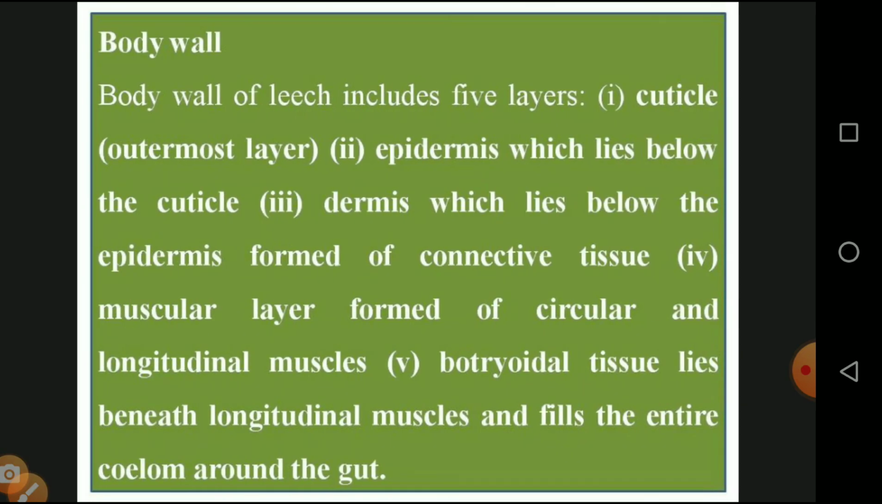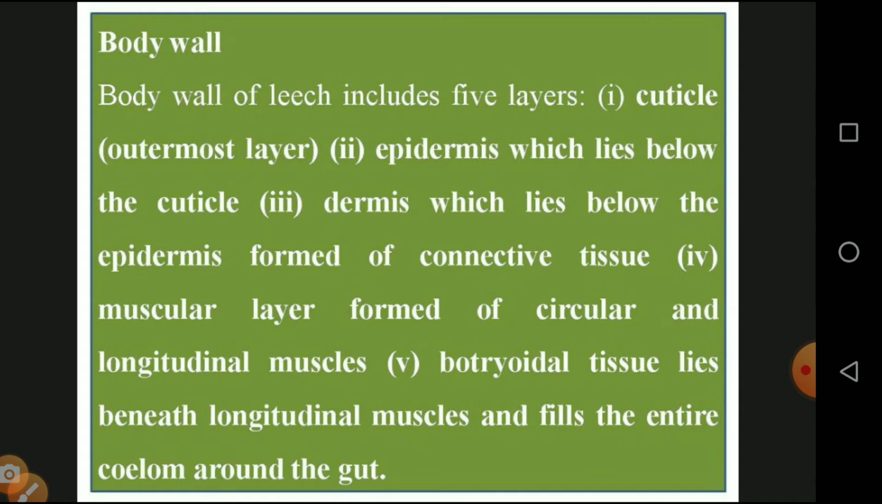And we will see about the body wall. The leech body wall includes 5 layers. We will compare with the plant. The plant consists of epidermis, cuticle, endodermis, pericycle, cortex, pith, like that. The animal also has several layers. Our skin also consists of several layers: upper epidermis, middle epidermis, lower epidermis, epidermal hair. All these things are available. Likewise, the leech also consists of several layers.